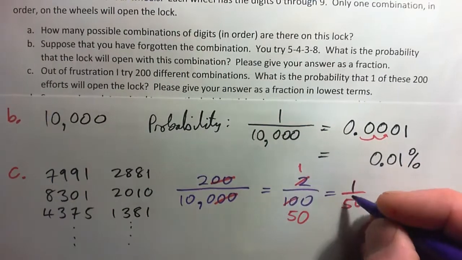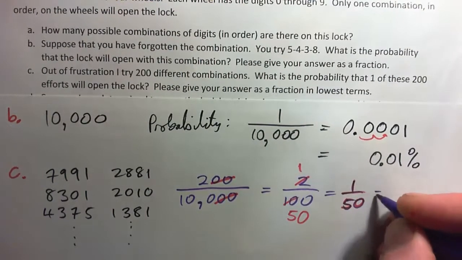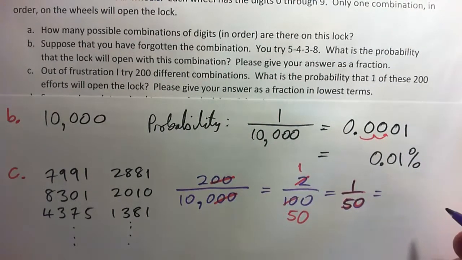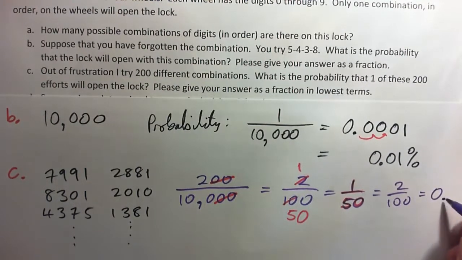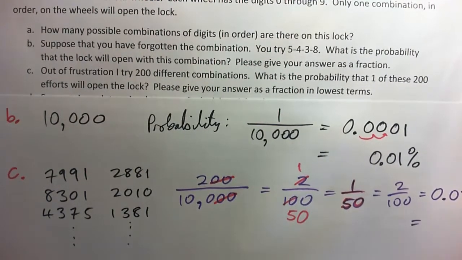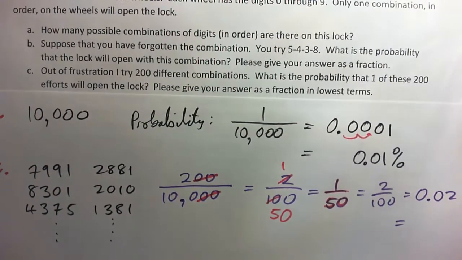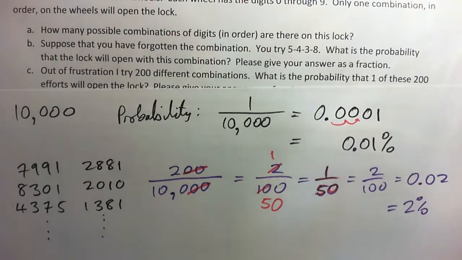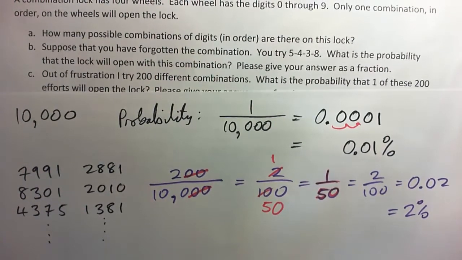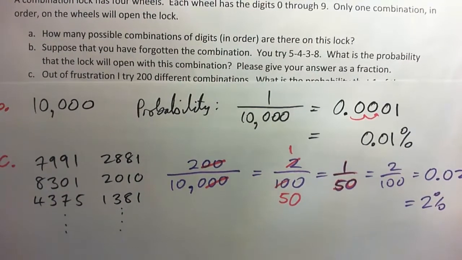What's that as a decimal? 1 out of 50. Well, it's 2 over 100, which is 0.02. And what's that as a percentage? That's 2%, isn't it? So we have a 2% chance. If I guess 200 different possibilities for this lock, we have a 2% chance of getting it.